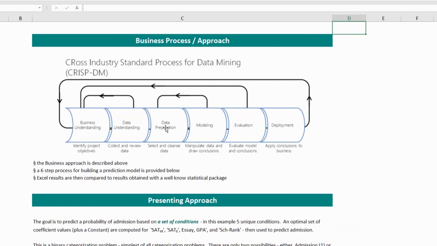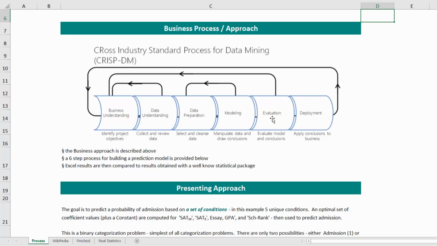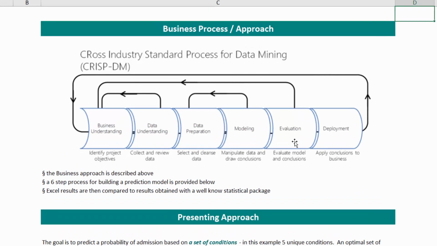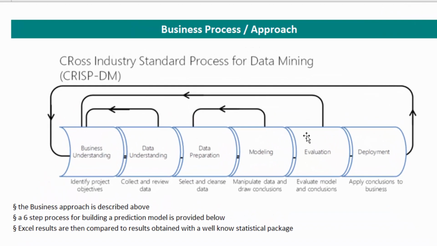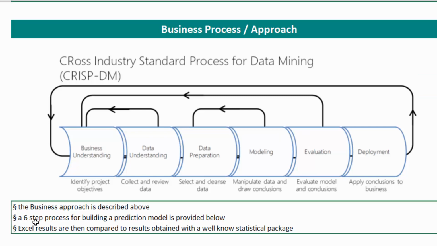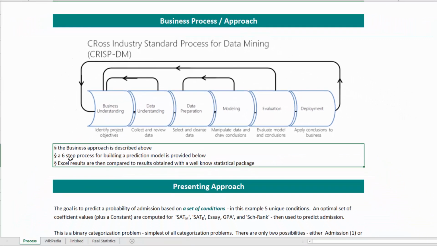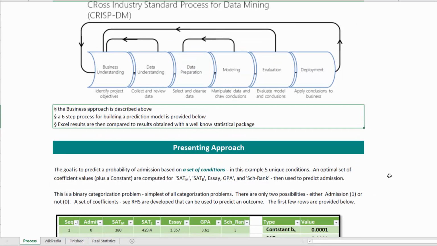So the first step is the business process and the approach we're going to use. You can see here we've got a six-step process, and we're in this part right here, which is the modeling evaluation part. This is where logistic regression and many other tools come in, and I don't want to bore people with the detail, but there are many, many statistical tools. So the business approach is described above. The six-step process for building the prediction model is something we'll go through below. And then finally, we're going to compare the Excel results that we demo here with a statistical package that we've loaded on the machine.